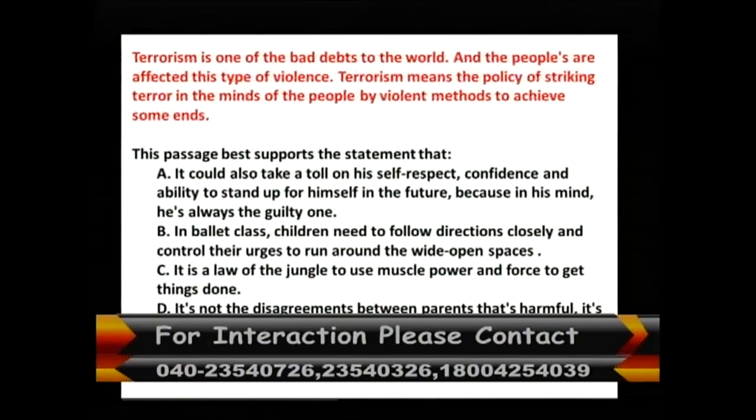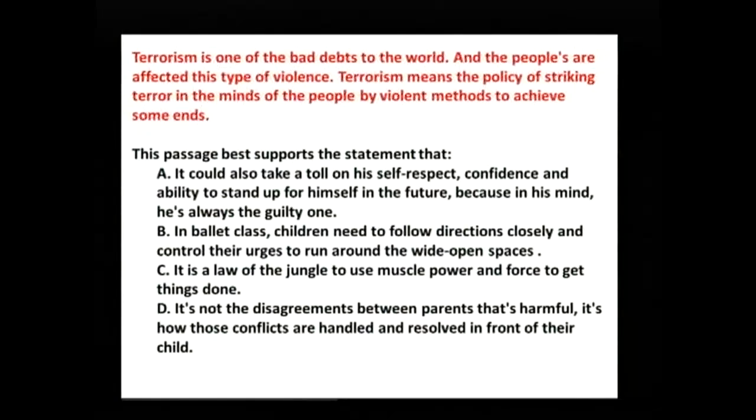B. In ballet class, children need to follow directions closely and control the urges to run around in wide open spaces. It's talking about a ballet dance, nowhere connected. C. It is a law of the jungle to use muscle power and force to get things done. D. It is not the disagreement between parents that is harmful, it's how these conflicts are handled and resolved in front of the children. So again, most of these options do not even make sense.